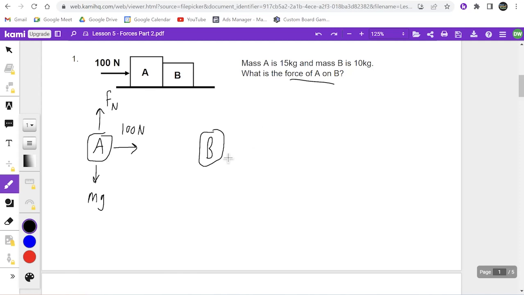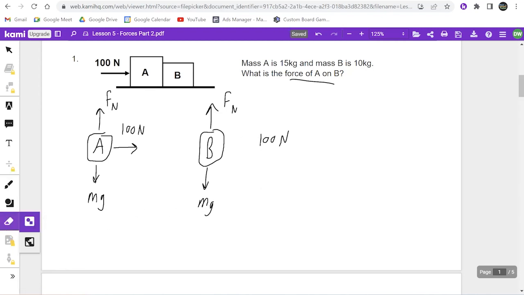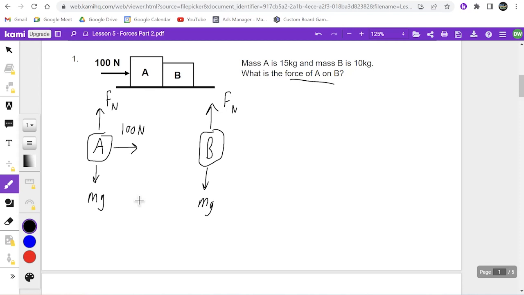Now on to box B. Box B, again, same thing, normal force going up, gravity going down. And here's the thing about box B. If I were to write this 100 newtons to the right, that would be incorrect. I'm going to erase that. The reason why it's wrong is because that 100 Newton force is not touching box B. It's touching box A. So it can't go on the free body diagram for box B.